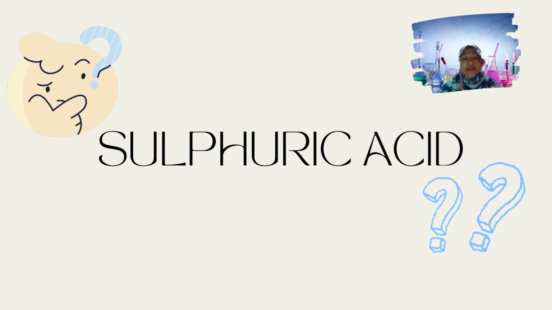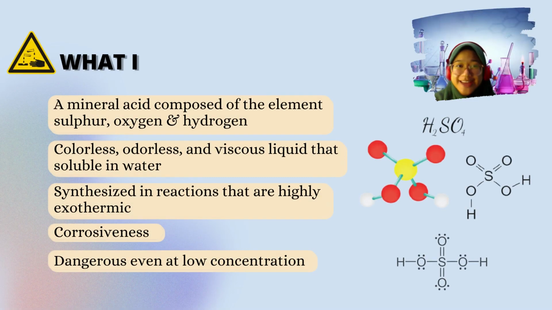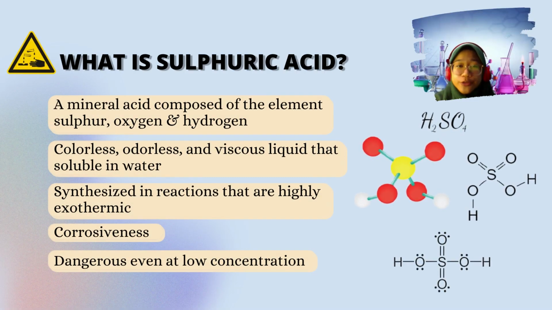Sulfuric acid? Is sulfuric acid related to the paper and pulp industry? So, let's see this video. Yes, sulfuric acid is one of the important substances in the pulp and paper industry. So what is sulfuric acid?